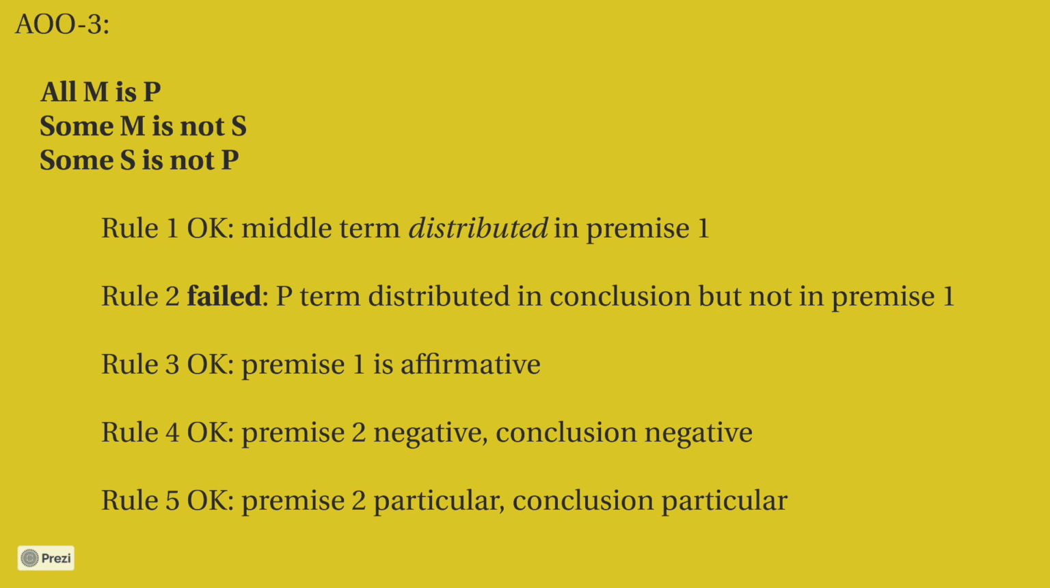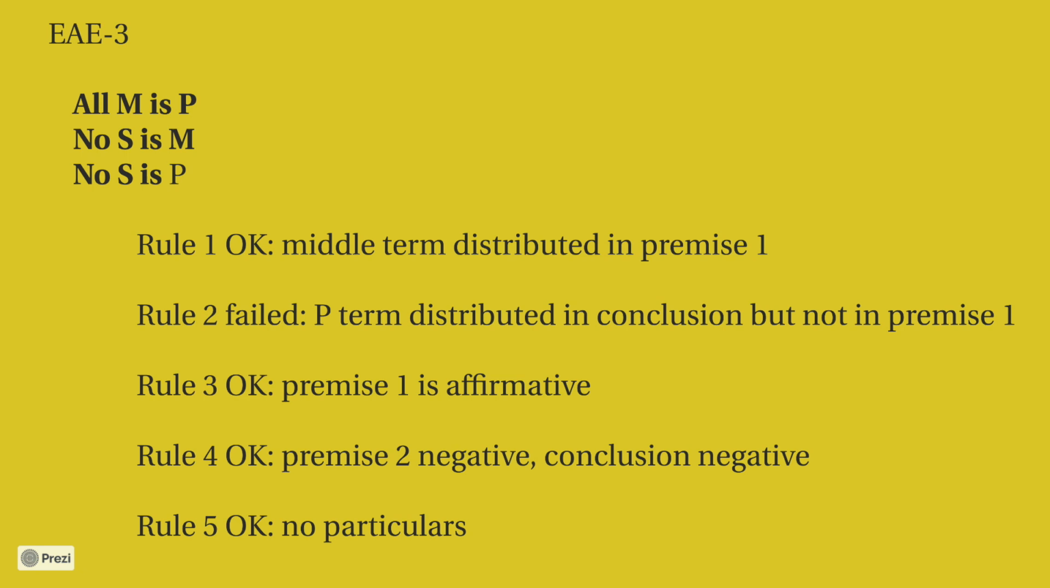Still using a figure 3 arrangement, what about this example using an EAE mood? All M is P. No S is M, therefore no S is P. We have no particulars in any of our premises nor in the conclusion, so rule 5 doesn't even apply. It's not violated. Rule 4 is satisfied because premise 2 is negative and the conclusion is negative. Rule 3 is satisfied because we do have an affirmative premise, premise 1. Rule number one is satisfied because the middle term is distributed in premise one. Once again, however, this argument fails to satisfy rule two. For once again, there is a P term distributed in the conclusion, but not in the premise.